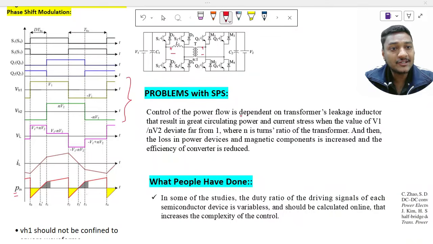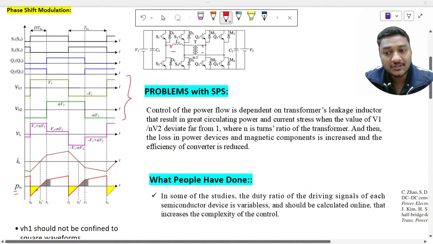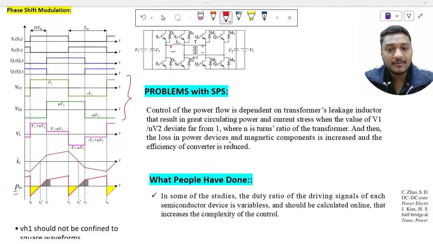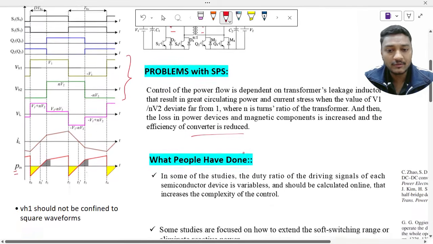Okay, in addition to that there is another loss. This loss is called the backward power flow, and then the loss in the power devices and magnetic components increases and the efficiency of the converter reduces. Okay, so that we know.